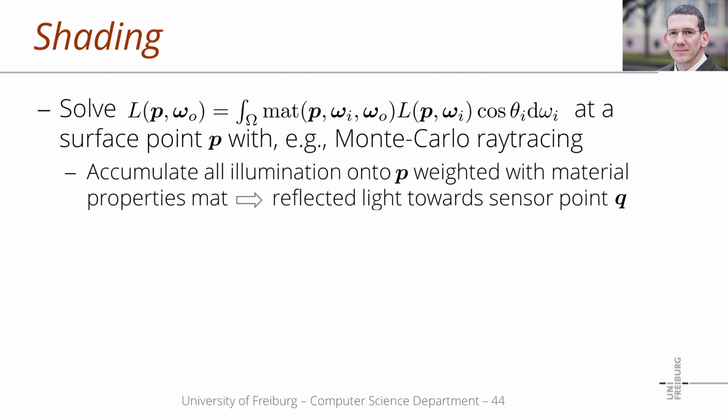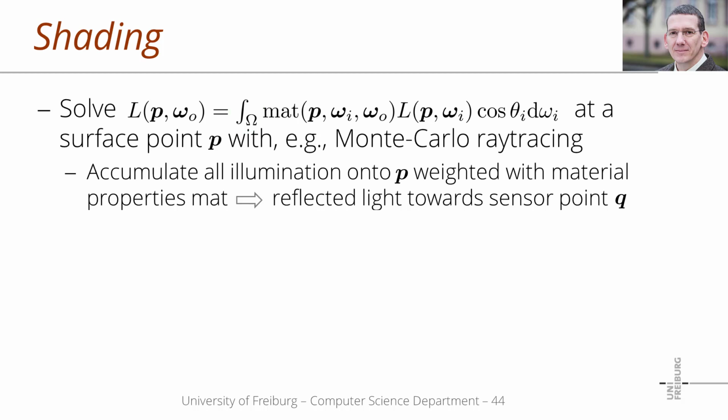In order to compute the light transport from a scene position P towards a sensor position Q, rasterization and ray tracing have to be combined with a shading model, and these shading models always base on the rendering equation, which is shown here once again. We remember that the integrand characterizes incoming light from a direction omega I, weighted with the material properties at point P, and that this term is integrated over the entire hemisphere.